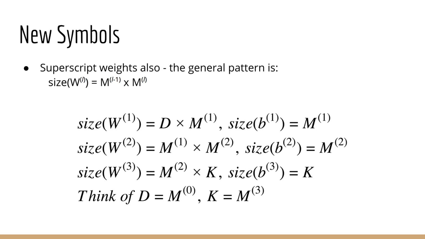Similarly, when we consider the size of each weight matrix, we can consider the input shape D to be M0, and the output shape K to be M3. So the size of W1 is D by M1, the size of W2 is M1 by M2, and the size of W3 is M2 by K. Or you can think of it more generally as the size of WL is M of L minus 1 by M of L.